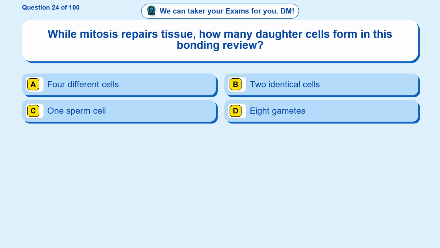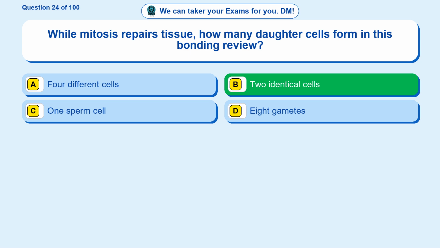Question 24. While mitosis repairs tissue, how many daughter cells form in this bonding review? Option A. 4 different cells. Option B. 2 identical cells. Option C. 1 sperm cell. Option D, 8 gametes. The correct answer is option B.